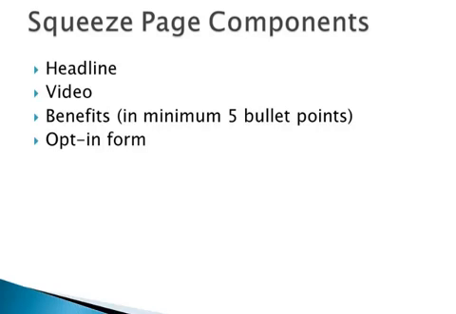Squeeze page components: headline, video, benefits in minimum 5 bullet points, opt-in form. There are 4 basic components to a squeeze page. The headline, the video which is going to play a very big part in converting your visitors into subscribers. The benefits written in a minimum of 5 bullet points. And last but not least, the opt-in form where you collect the names and email addresses of your visitors.